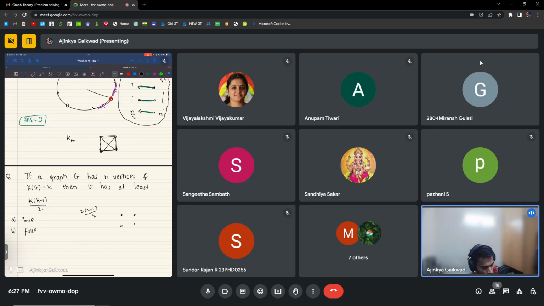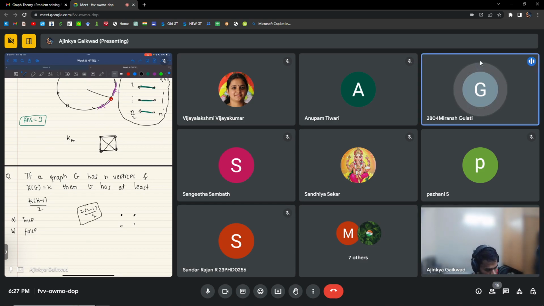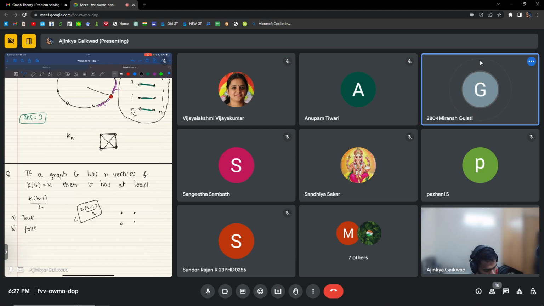less than, so how many edges? At least... I have taken K33. So this is K33. But the number of edges in K33 is way more than K into K minus 1 by 2. Sorry, I just missed. Yes, it's okay.